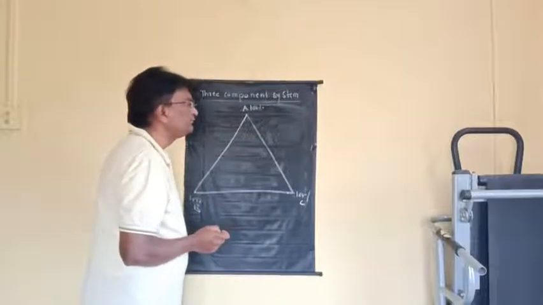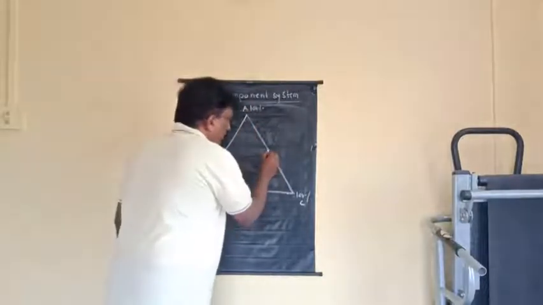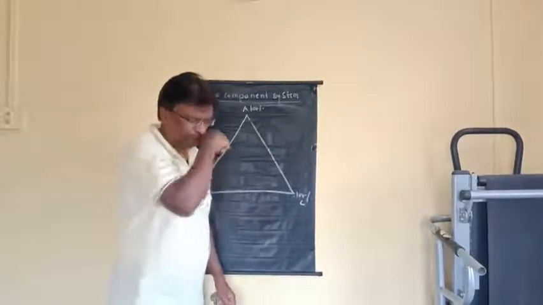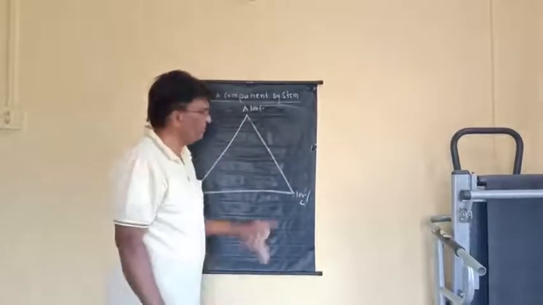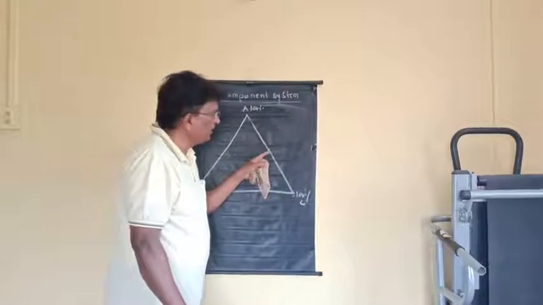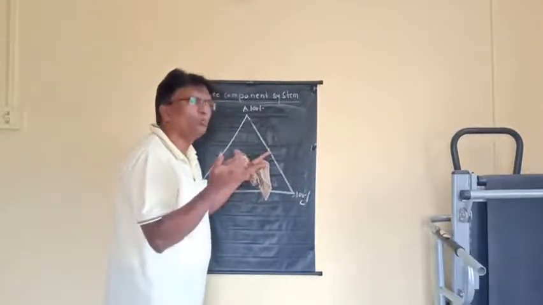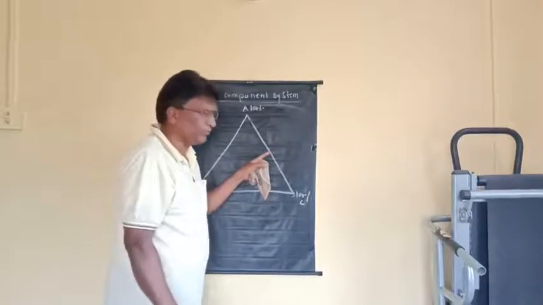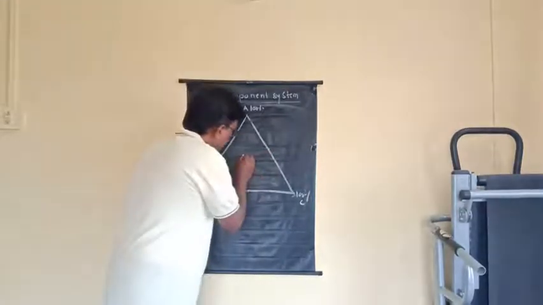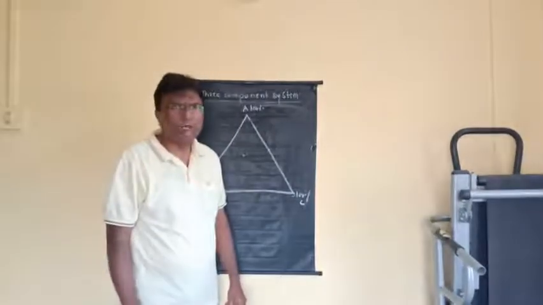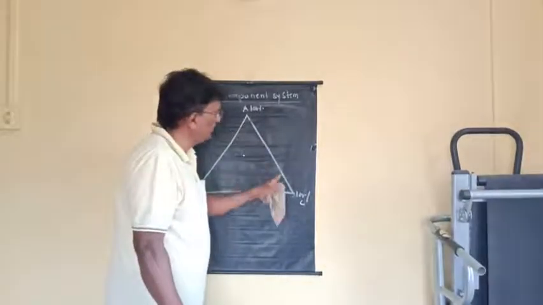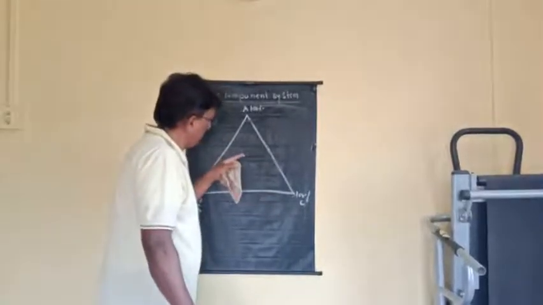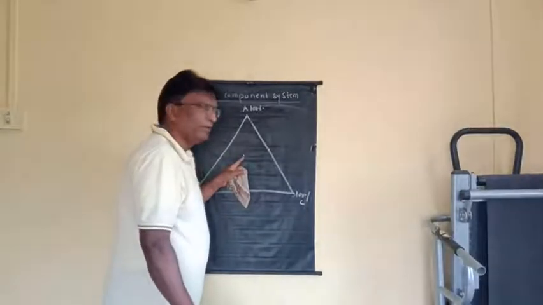Now here, any point on this side of the equilateral triangle represents a binary system. That means this point corresponds to the composition of any two components. And a point inside the triangle represents the composition of three components. That means on the side of the triangle it becomes a binary system, and inside the triangle it becomes a ternary system.